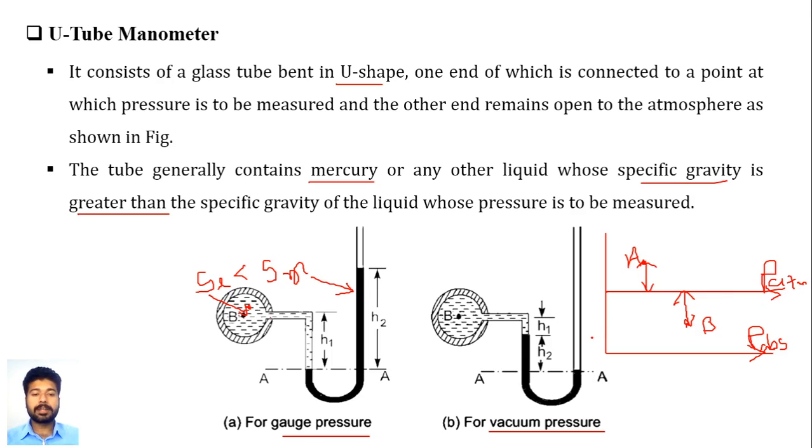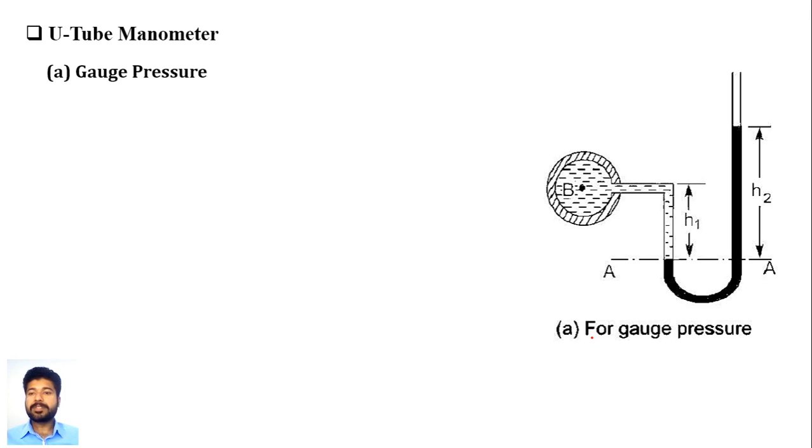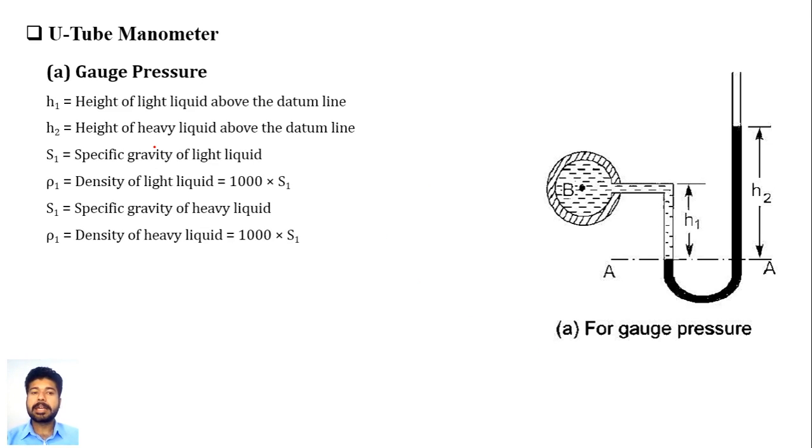Okay, so there are mainly two types of pressures which we are going to find with reference to the atmospheric pressure line. So let's start with the very first one, which is gauge pressure, measured with a simple U-tube manometer. In this figure we can see that H1 is the height of the liquid above the datum line, that is, the AA section which shows the datum line.